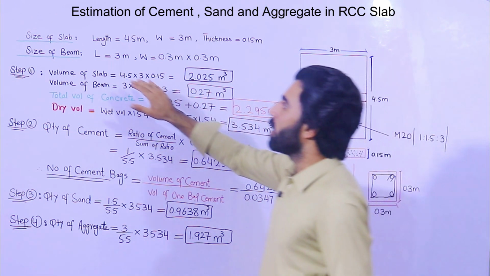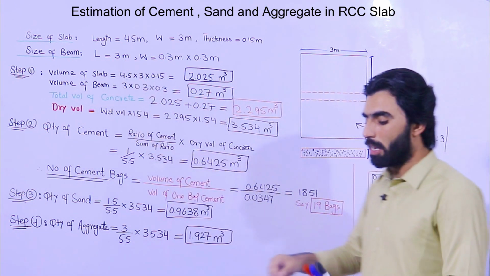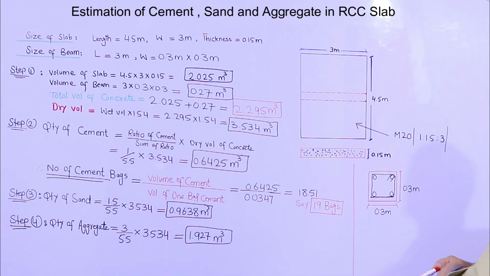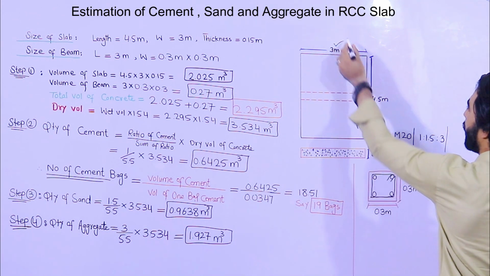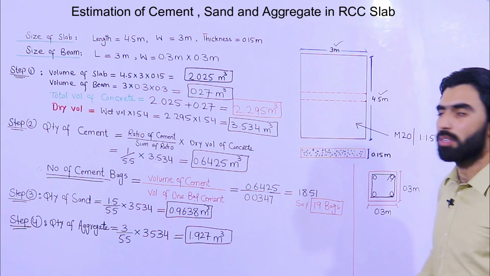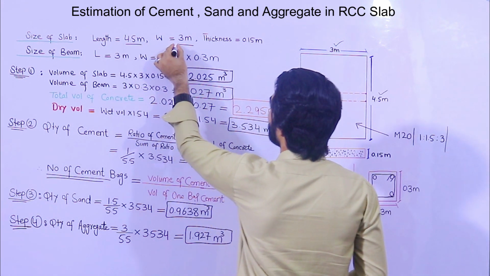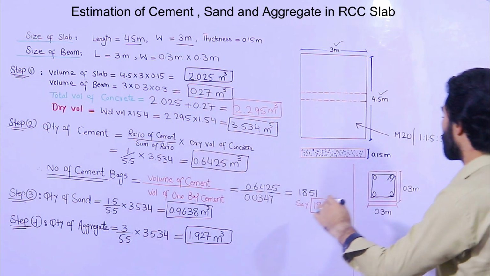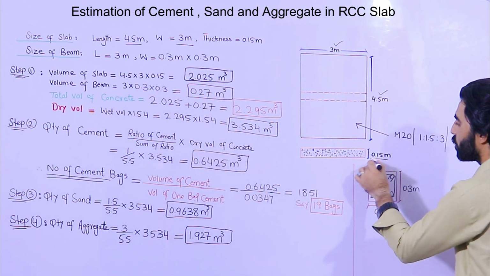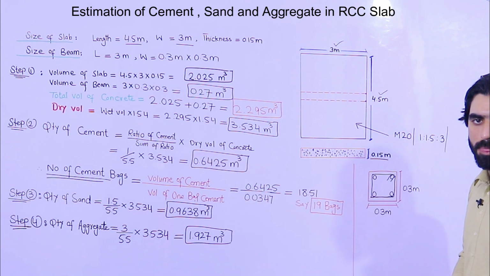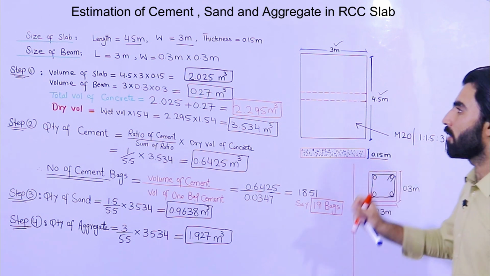First of all, size of slab. What is the size of slab? Guys, you can see the size of slab is 3 meter by 4.5 meter. Here length is 4.5 meter, width is 3 meter and thickness of the slab is 150 mm or 0.15 meter. This is the size of slab.